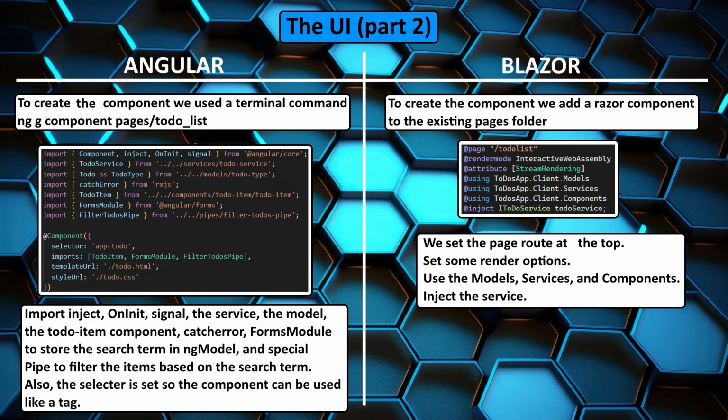What we should have mentioned before is that to create the to-do list page in Angular, you have to use the terminal command to generate the component. For Blazor, you can simply add a Razor component to the existing Pages folder.